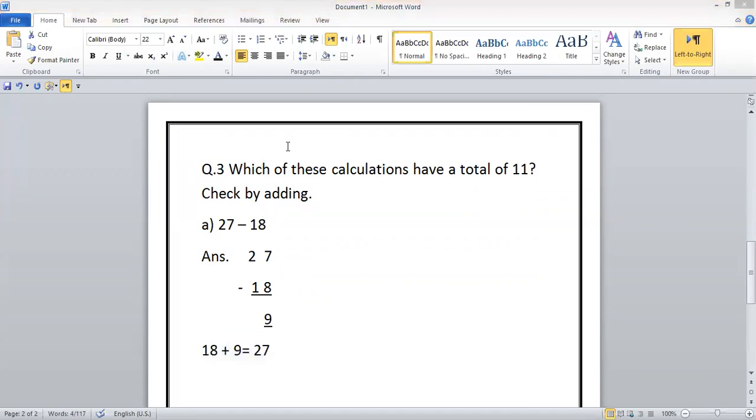Which of these calculations have a total of 11? Does A have the total of 11? Yes, guys? Yes, sir, how many minutes does the class have? Only 5 minutes. Yes. Does A have the total of 11? No. Come to B. Come to B.